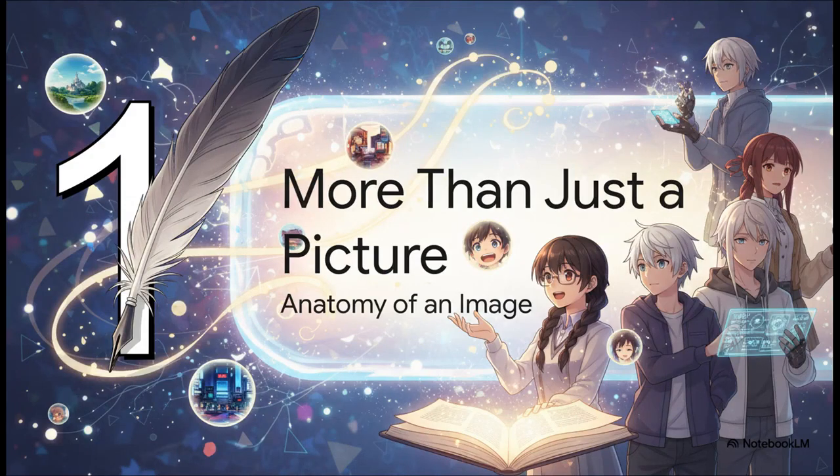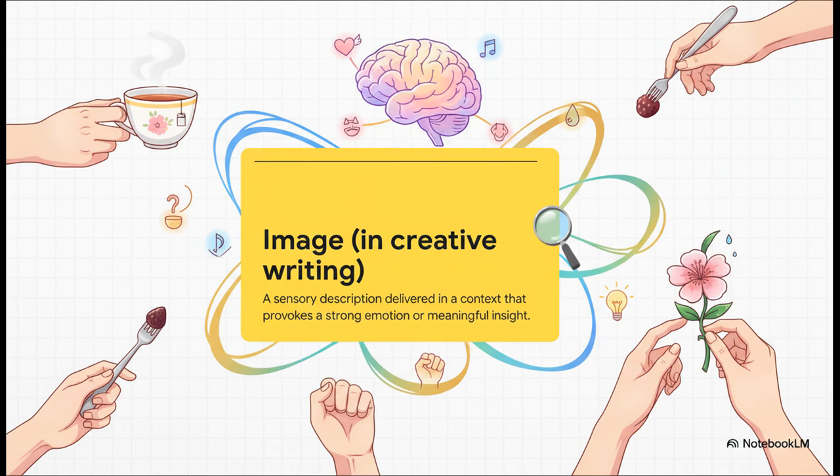All right, first things first. When we talk about an image in creative writing, your brain probably jumps straight to a picture, something you can see. But that's only half the story. The truth is, it's so much more than just a visual. Here's the basic formula. A really great literary image needs two things. Part one is a sensory detail.